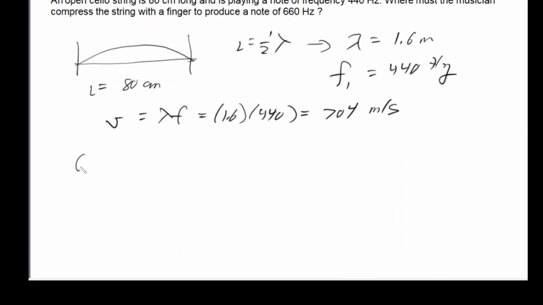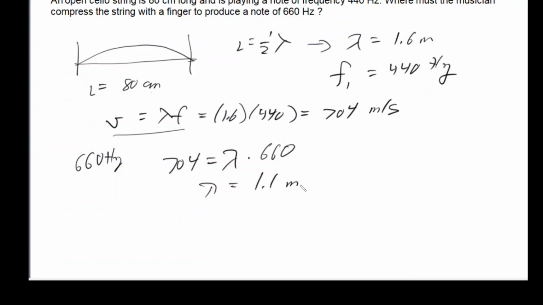So now we want to know for a frequency of 660 hertz, what would be the new wavelength or fundamental frequency. So the velocity is the same. That's equal to our new wavelength times 660 hertz using this formula. So lambda would become 1.1 meters. So we'd have to compress the string from 1.6 to 1.1 meter to get to this new frequency.